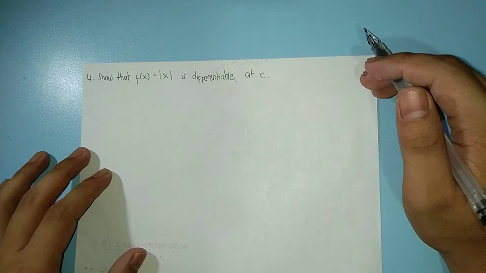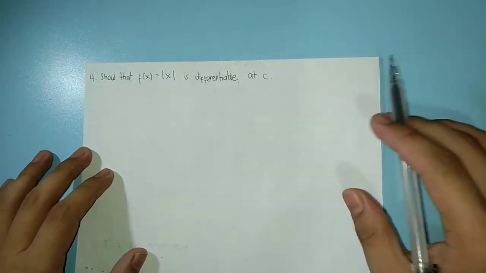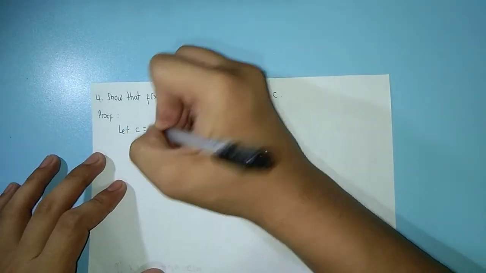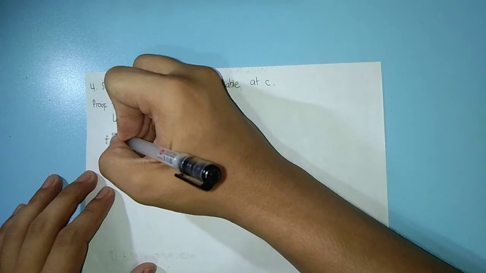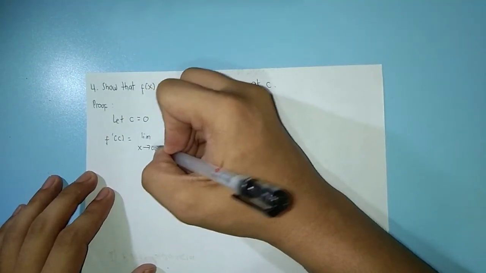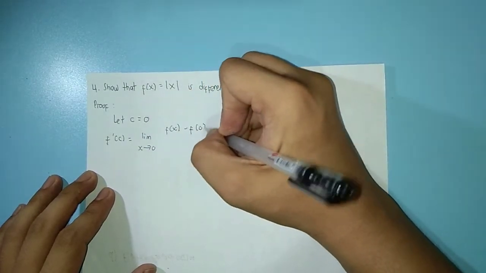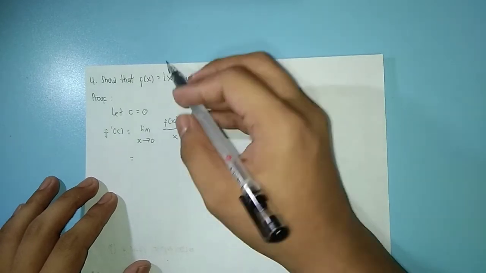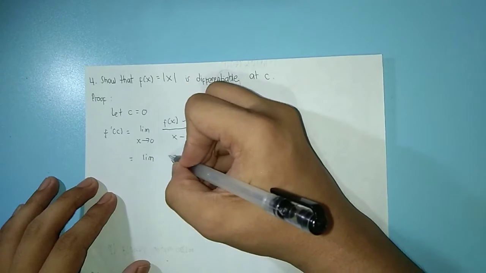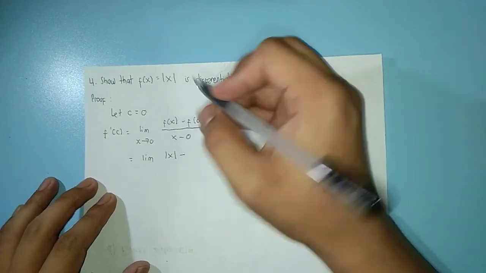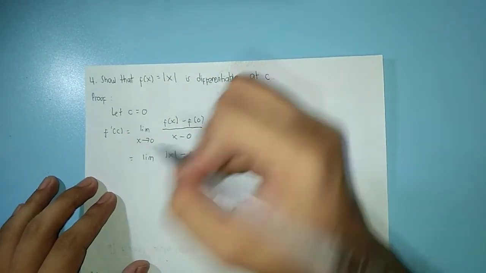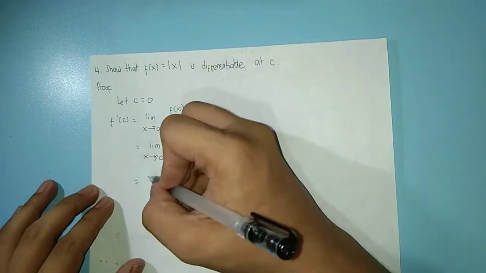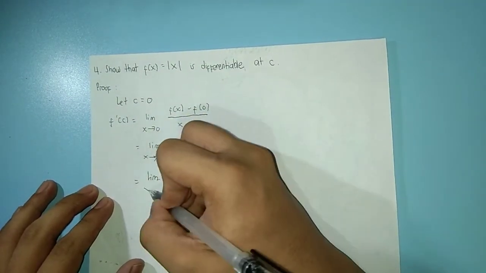Last number, show that f of x is equal to the absolute value of x is differentiable at c. So for our proof, let nga muna natin, let c equals 0. So yung derivative niya is equal to limit, as x approaches 0, limit of f of x minus f of 0 over x minus 0 as x approaches 0. This is equal to, ano yung magiging f of x natin? Absolute value ng x. So limit ng absolute value of x minus, ano yung f of 0? That is absolute value of 0. And what is absolute value of 0? That is 0 over x minus 0 as x approaches 0. So that will be equal to limit of absolute value of x over x as x approaches 0.